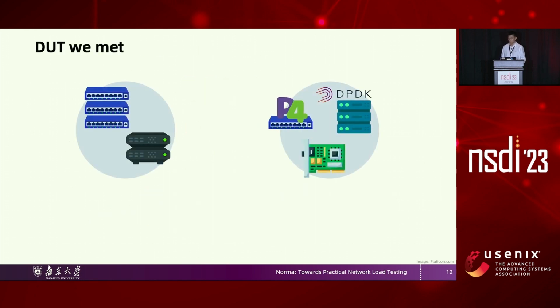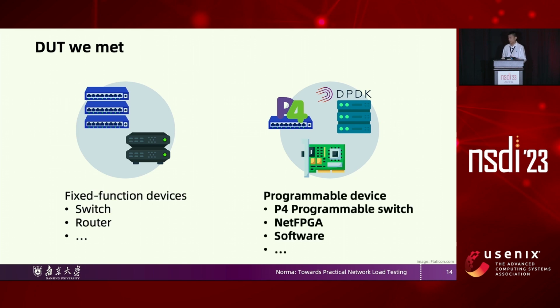Let's take a look at the two types of devices that we commonly test. The first one is fixed function devices, like switches and routers. These devices are generally not capable of being reprogrammed to perform different functions. The second one is programmable devices, like P4 programmable switches, NetFPGAs, and servers with network function software. These devices can be programmed to customize their behavior.